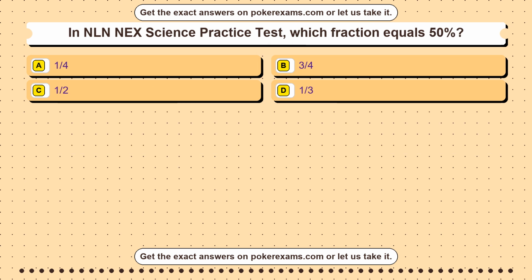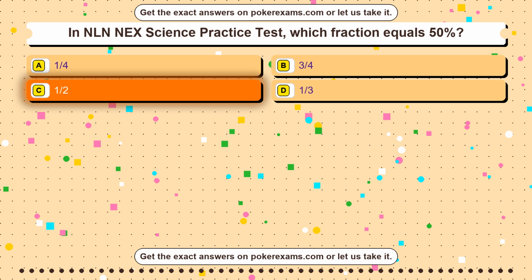Question 43. In the GED RLA practice test, which sentence is complete? Option A, because the test began. Option B, after the answer. Option C, although the graph changed. Option D, the author explains the evidence. The correct answer is option D.